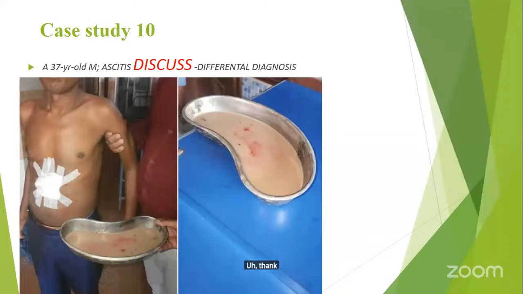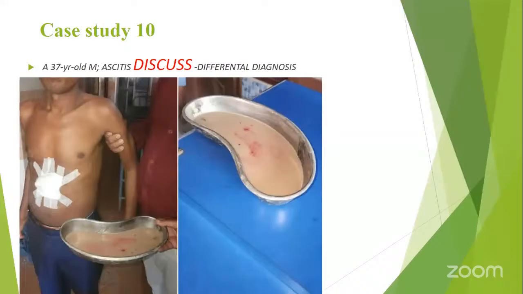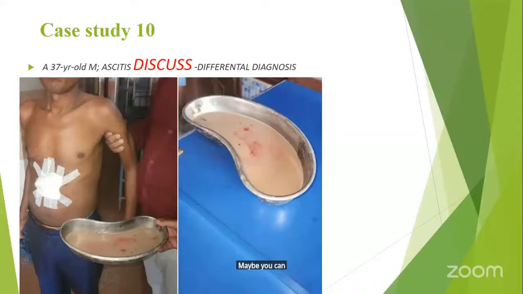Thank you, Evelyn. There is one more question, not presentation related. How can one with interest in histopathology become a clinical cytologist like you, and how long is the course? The other question is, which are the best cytology or histology labs in Kenya? Maybe you can take a minute to answer that, Evelyn. Our time is so much spent.